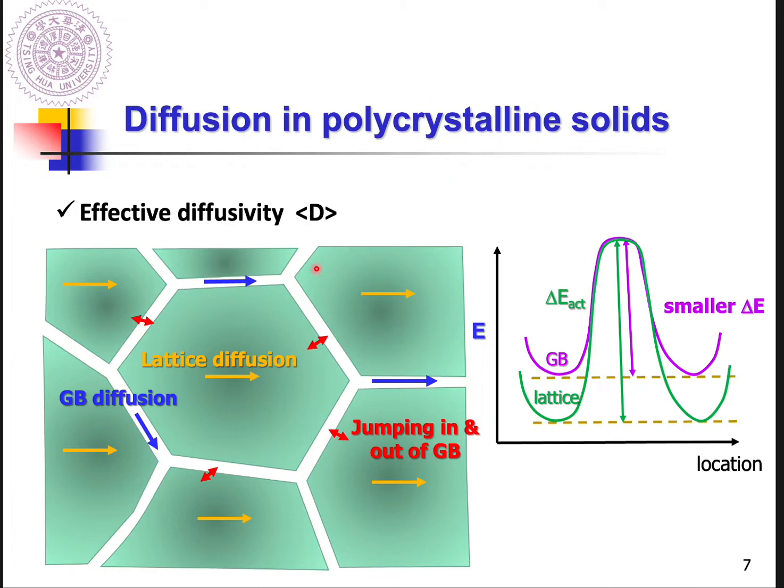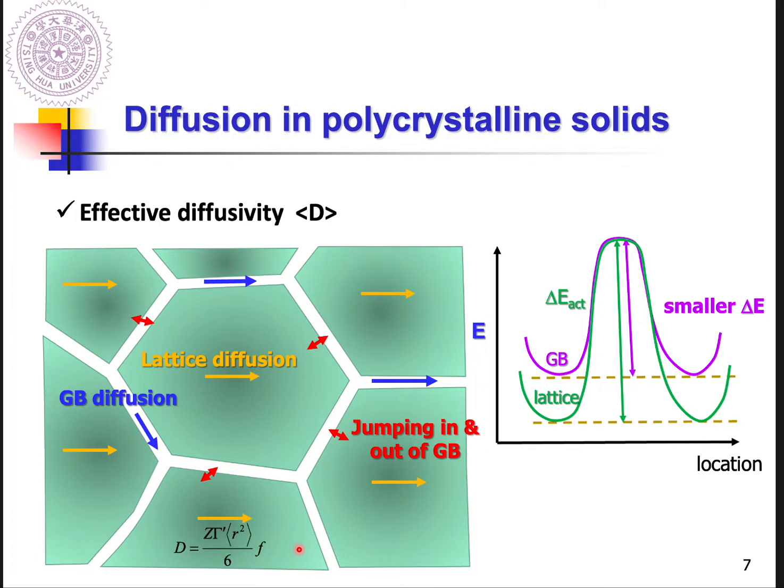Inside these polycrystalline materials, we have two-dimensional crystal imperfection size, grain boundary, and now we have this kind of materials. So what is the diffusivity, or how do the atoms diffuse in these polycrystalline materials with grain and grain boundary?